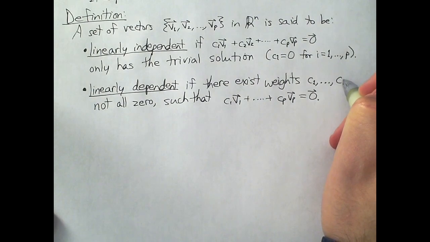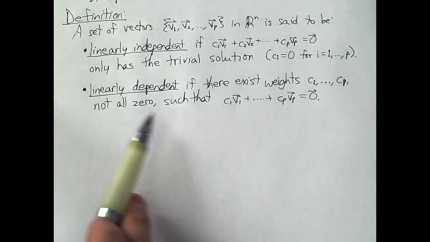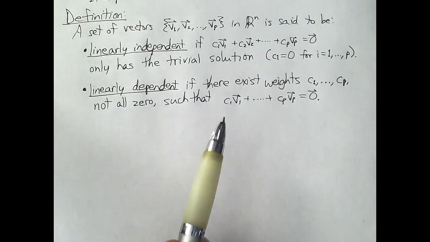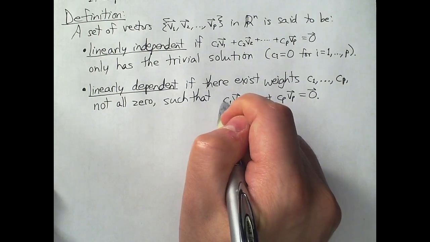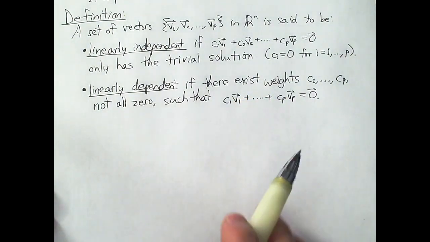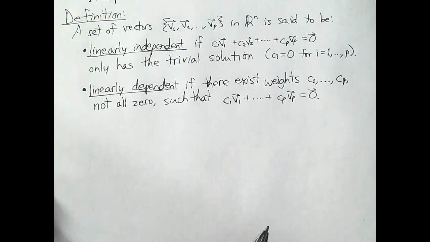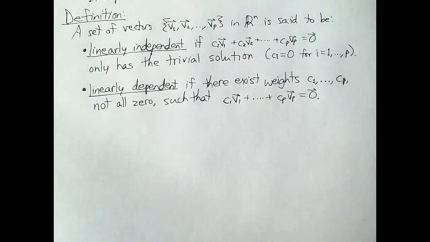Now note, when we say that they're not all 0, it's okay for some of them to be 0. Some of them could be 0. A lot of them could be 0. Maybe half of them are 0. Maybe all of them are 0 except for one. There are lots of possibilities. Maybe they're all non-zero. But we just know it's not the trivial case where they are all 0.